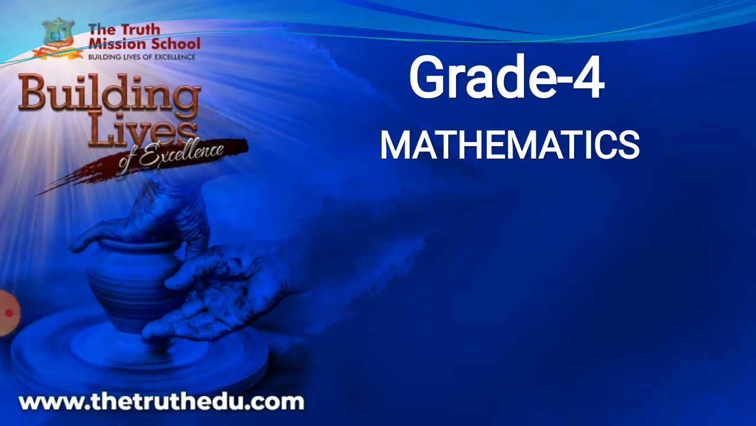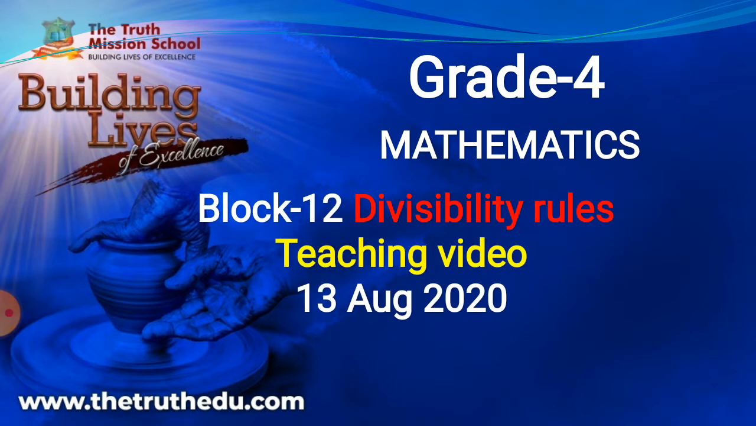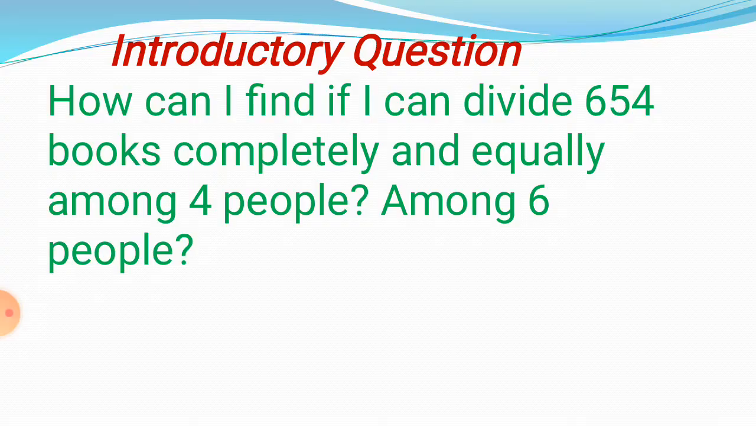Students, as you know, you are studying Block 12, divisibility rules. Children, I hope you have studied Lesson 4 from the content book. To introduce the subtopic, I have an introductory question for you. So my question is, how can I find if I can divide 654 books completely and equally among 4 people or among 6 people?